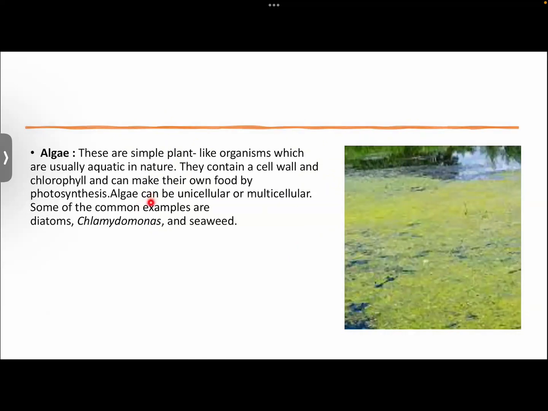Algae are autotrophic since they have chlorophyll in them and they can perform photosynthesis, right? Also, algae can be called the grass of water. They are sometimes called the grass of water because they look like grass in aquatic habitats.